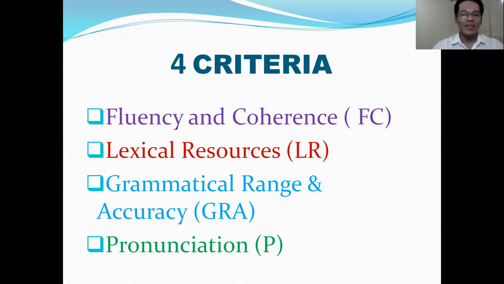And the second one is lexical resources. So we have to have a range of vocabulary words, and also you have to paraphrase a question in other words. And then grammatical range and accuracy. So we have to have these grammar structures, complex words, compound words, and of course the fourth one is pronunciation. We have to have this range of pronunciation features like stress, chunking, and intonation.